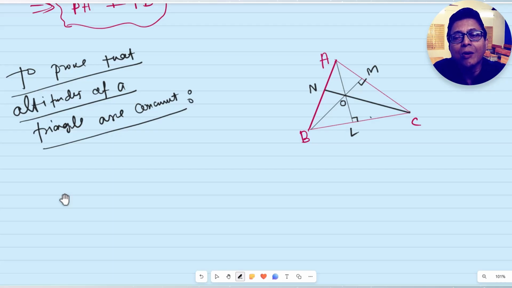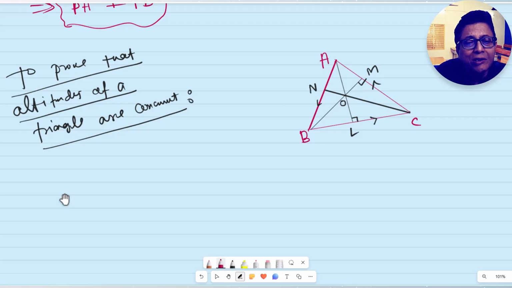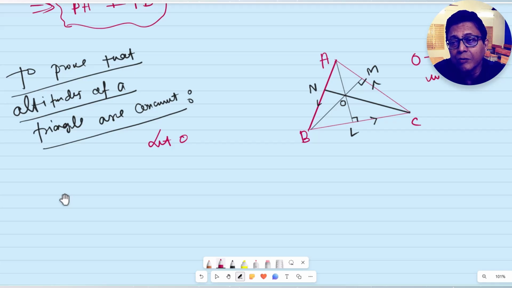You'll be taking this one as a vector A, there is no harm, this one as B, and this one as C. Let O be the origin. Or instead, don't take that. I'll suggest you take this; change it a little bit. You assume that O is the origin. O is the point of intersection of the two altitudes, the point of intersection of AL and BM.